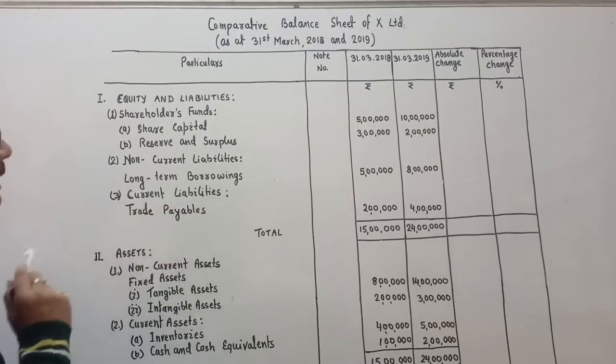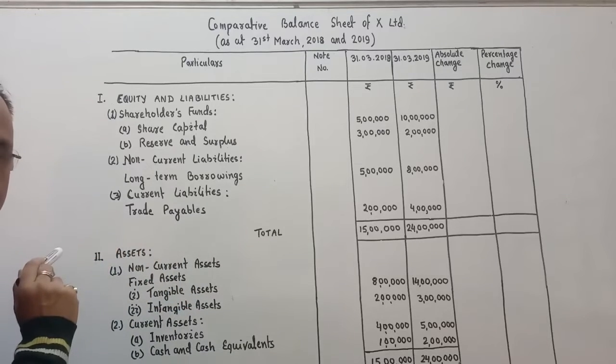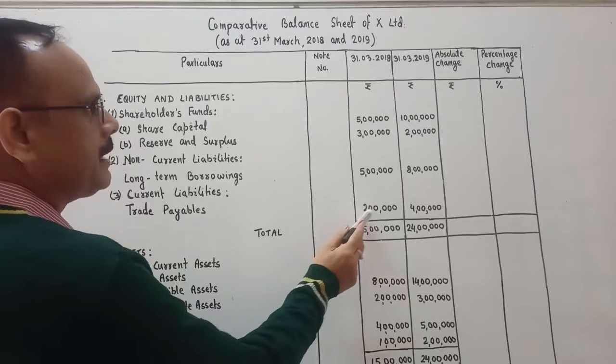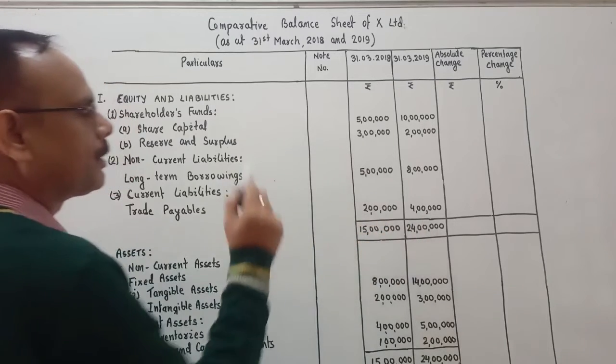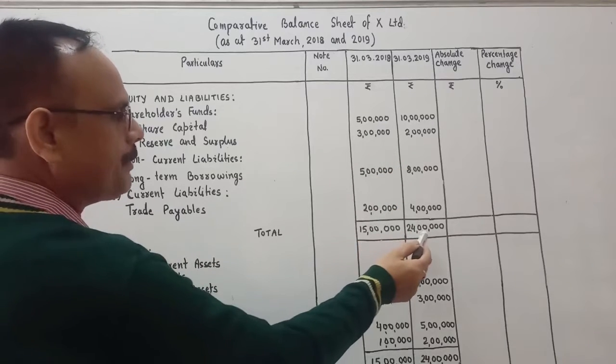Next heading is current liability. Under the current liability, trade payables is given in the question. Trade payables last year is 2 lakhs and in 2019 it is 4 lakhs. Thereafter we have done the total: 15 lakhs and 24 lakhs.